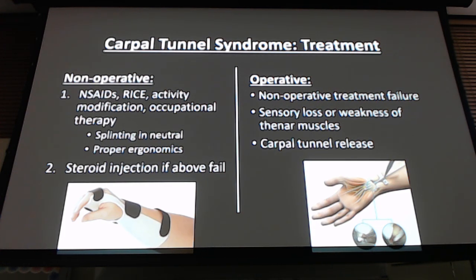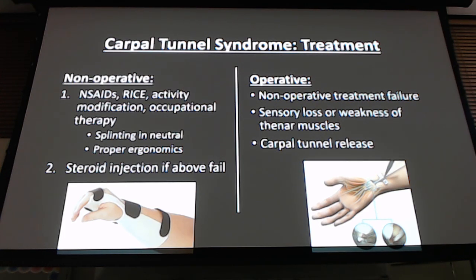Non-operative treatment: NSAIDs, RICE, activity modification, and then also occupational therapy. Splinting in neutral, okay? Now this is a cock-up splint, or some form of splint that holds the wrist in a neutral position. Proper ergonomics. Remember I talked to you guys about keyboards? If somebody sits with their wrist extended like this, then you want to put them in better posture and position, correct? And that's something that occupational therapy can counsel them on too.